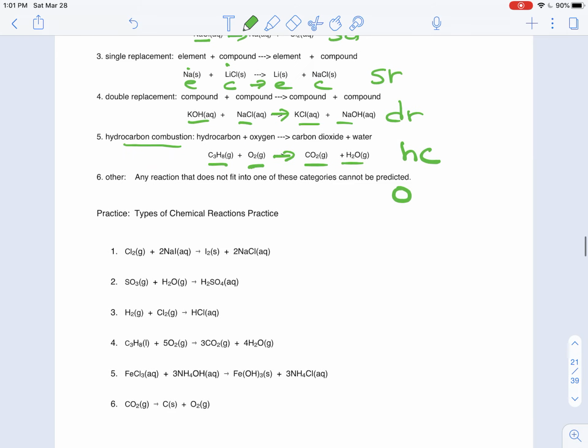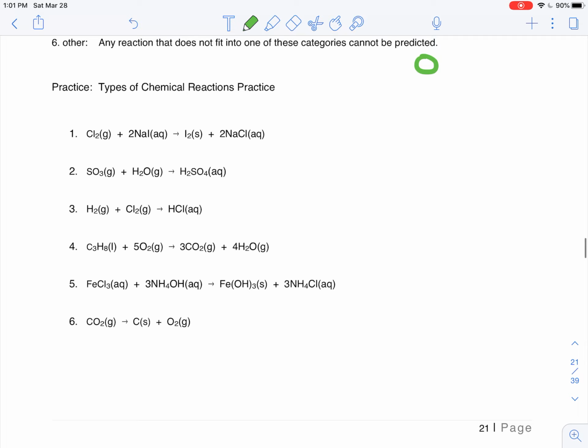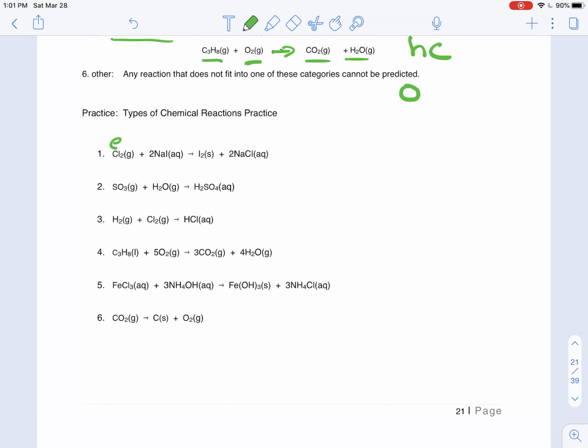Over here on the bottom of page 20 is our practice, and I just encourage you to follow as I go through these. Element and compound makes a new element and compound. So that one is single replacement. Here we have 2 compounds making 1. That would have to be an other because there is no category for that. This one has 2 elements forming a compound. That would be simple composition.